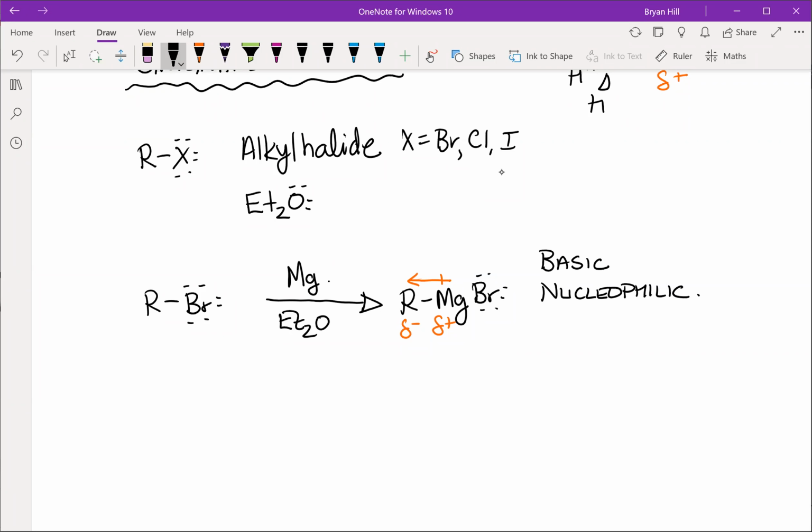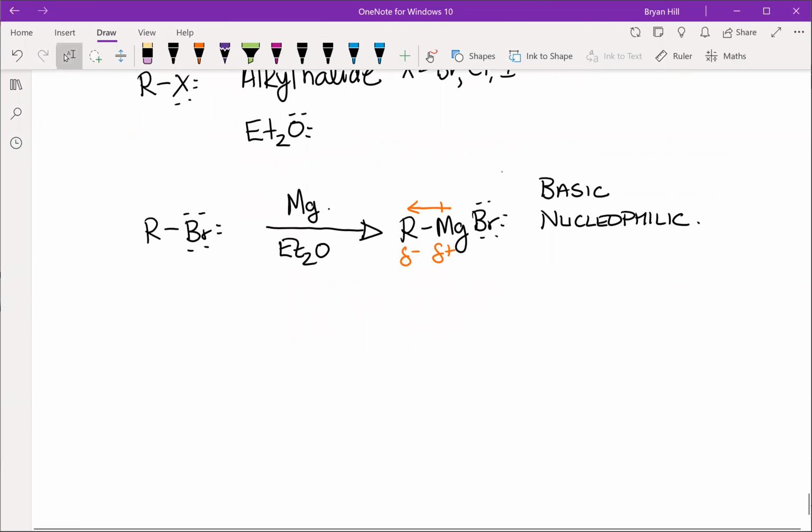So you can't do a reaction in a protic solvent, or else it's just going to react with the proton. If you tried to make a Grignard reagent in, say, methanol, the moment you form it, it would react with the proton of methanol. So these reactions are always done in aprotic solvents like diethyl ether or THF. But they're also really good nucleophiles.